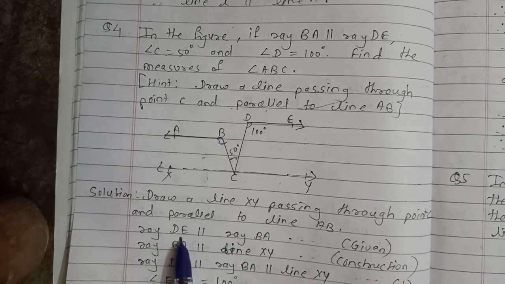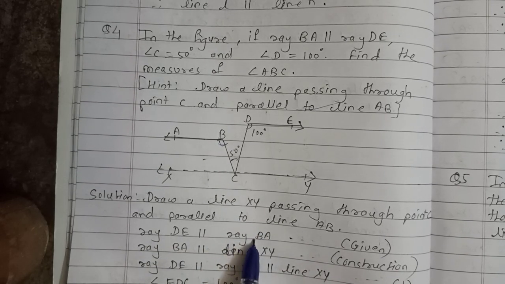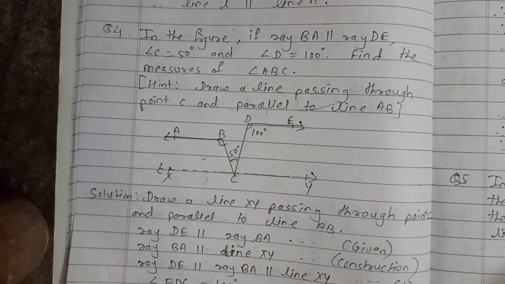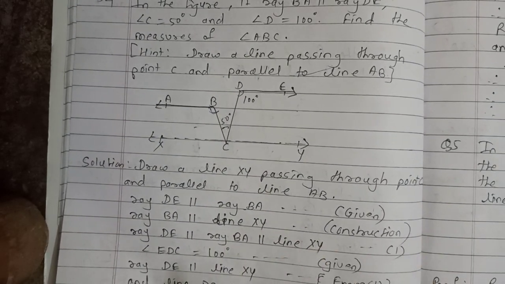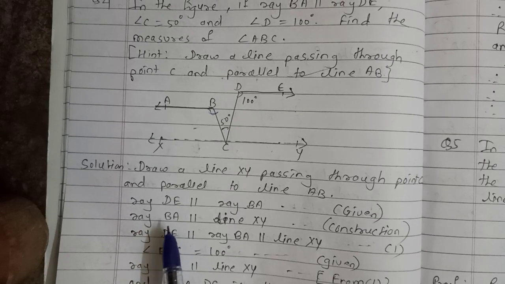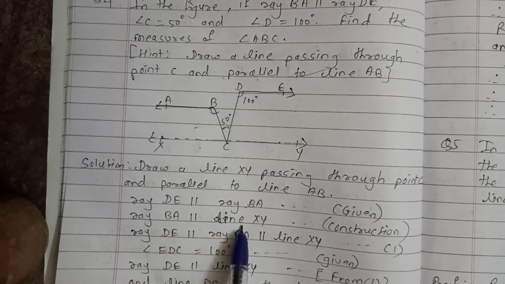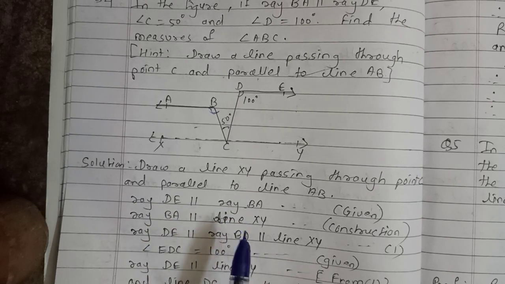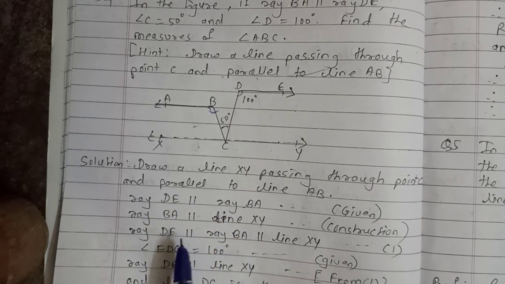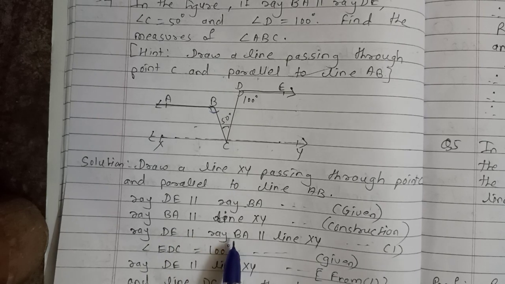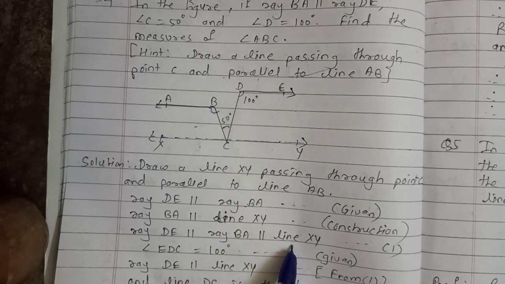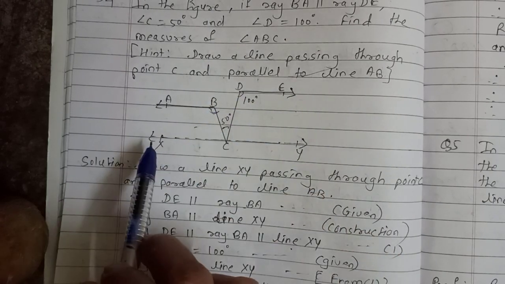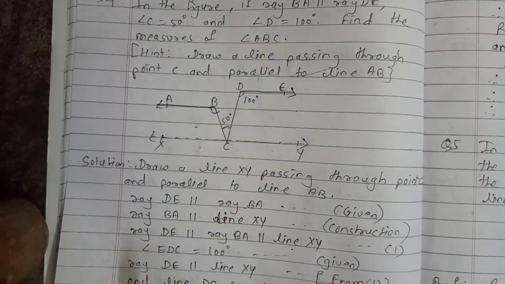Now ray DE is parallel to ray BA. This is given. Ray BA is parallel to XY. Therefore, obviously, ray DE is parallel to ray BA, which is parallel to line XY. This means that DE is parallel to XY.